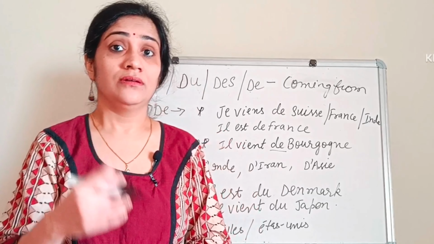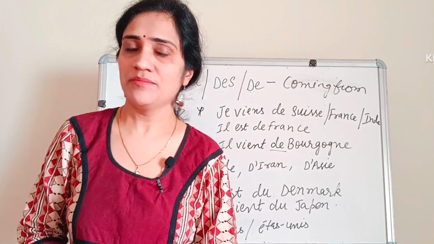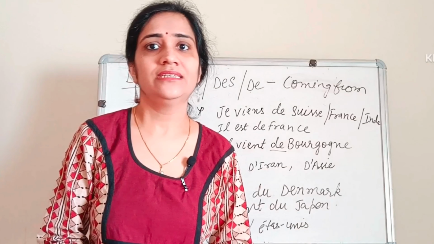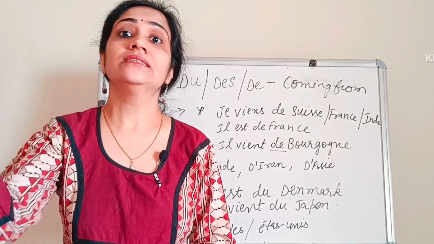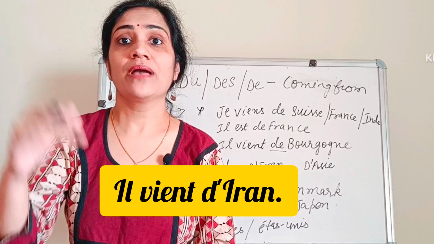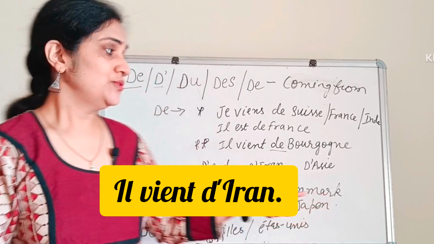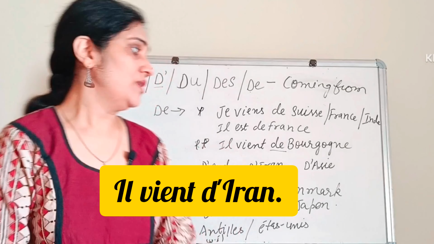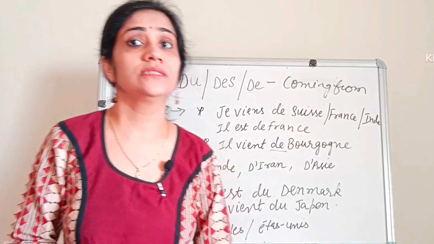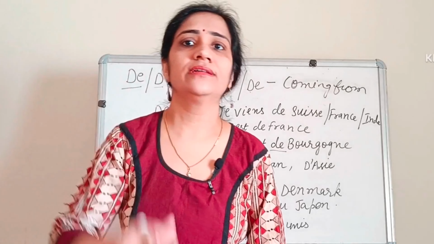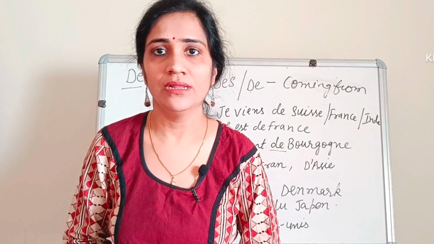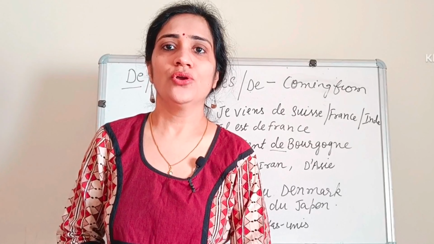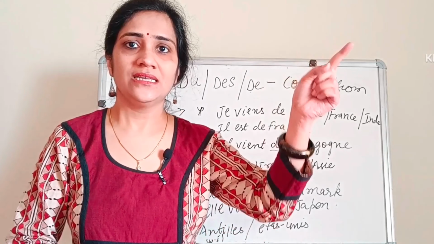Now, d'Iran. Iran is a masculine country, but it is beginning with a vowel, so you have to use D apostrophe. Il vient d'Iran, he's coming back from Iran. So D apostrophe you have to use, because Iran is beginning with a vowel. Another example where we have to use this D apostrophe is with all the continents beginning with a vowel, like Asie, like Europe. So d'Asie, d'Europe.